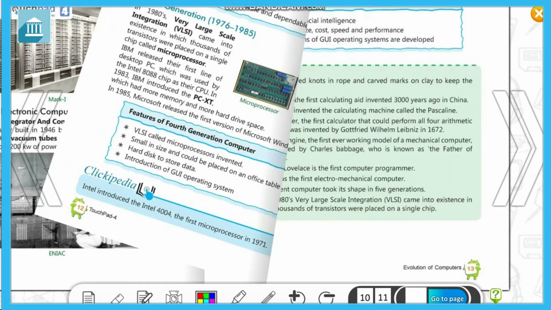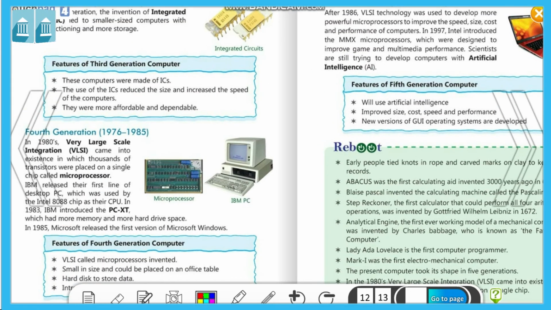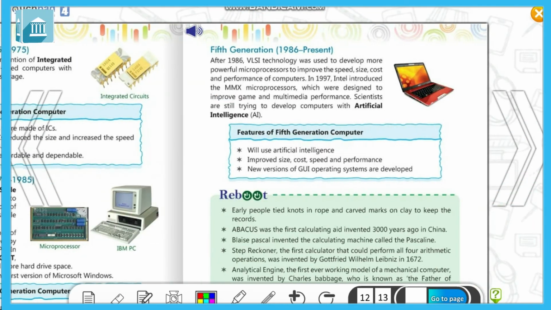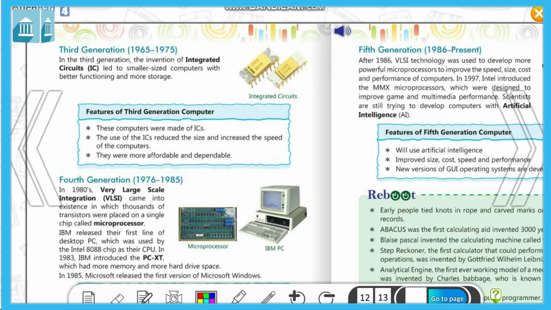Now the next is third generation computer. In the third generation, the invention of integrated circuit. What is the full form of IC? Integrated circuit. It led to smaller sized computers with better functioning and more storage. Here you can see the picture of the integrated circuits. So a feature of the third generation computers is that these computers were made of ICs.